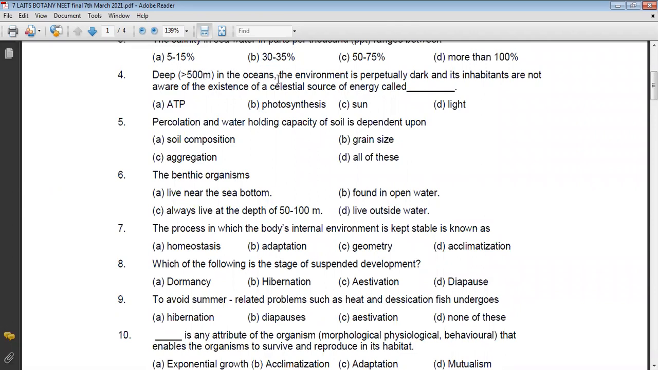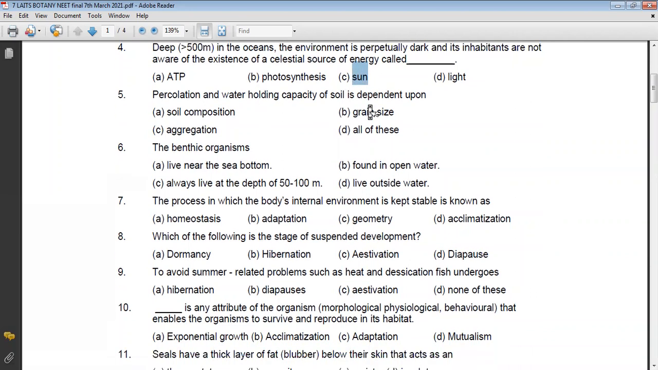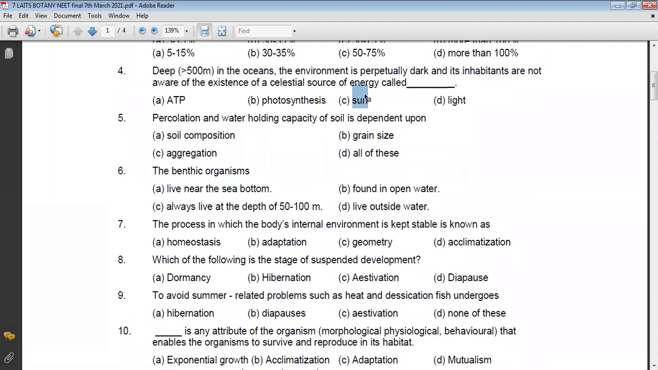Deep in the ocean, the environment is perpetually dark and its inhabitants are not aware of the existence of a celestial source of energy called the sun. We have discussed this also in the classroom. That sun is absent. These organisms in the abyssal zone or dark zone don't know that there is a celestial body like the sun. Some of them lack eyesight also. That means visibility is either absent, or if present, very poor.